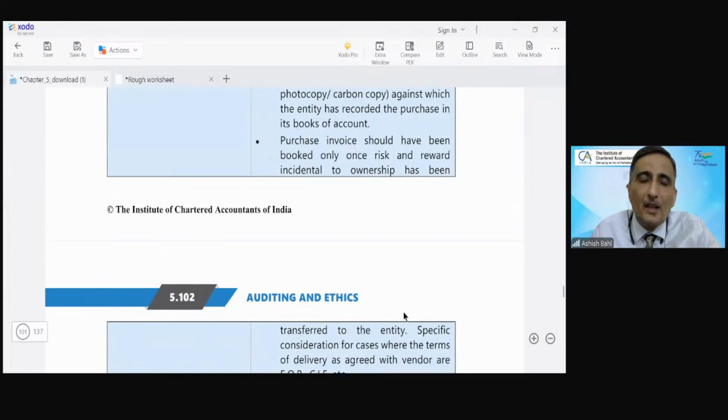And similar to the case of sales, like we had discussed, that revenue is recognized when risk and rewards have been transferred. So in case of purchases, risk and rewards should be transferred to the entity. So whether the purchase is on FOB basis or CIF basis. Yes, guys, you know the meaning of FOB and CIF.